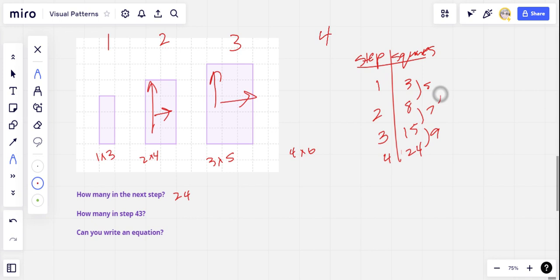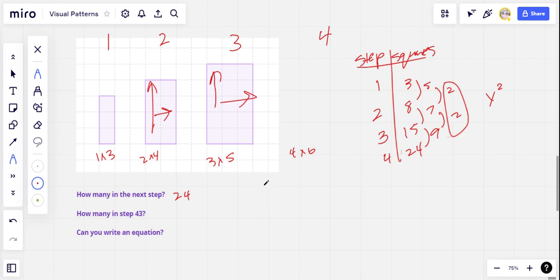Let's take the difference of the differences. 7 minus 5 is 2. 9 minus 7 is 2. Aha. When we get a constant in the second order differences, in the difference of the differences, we know it's an x squared in that equation somewhere. So this is a quadratic pattern.